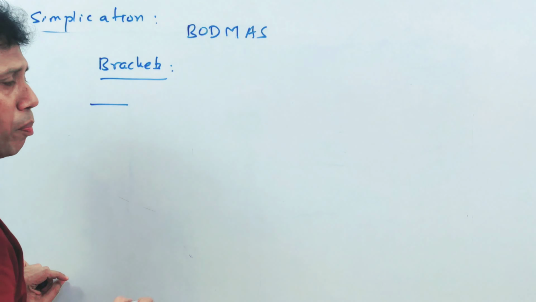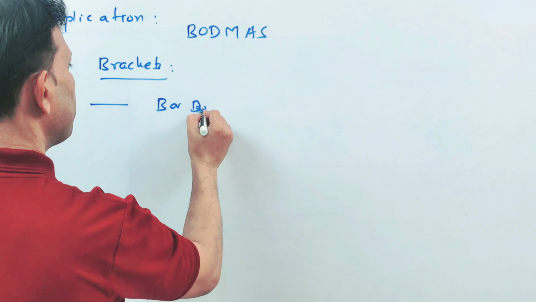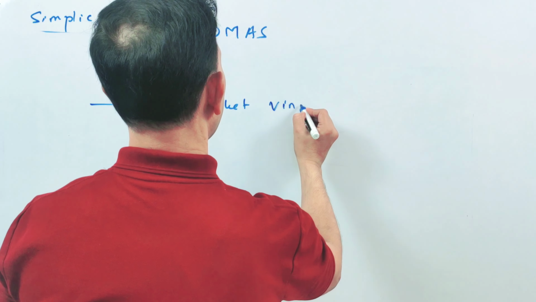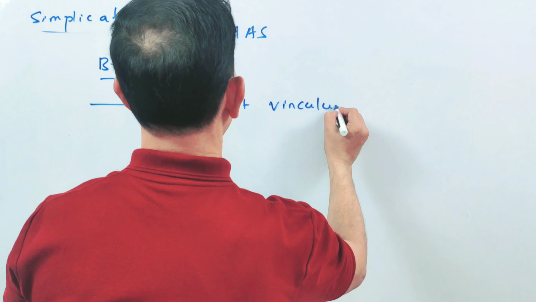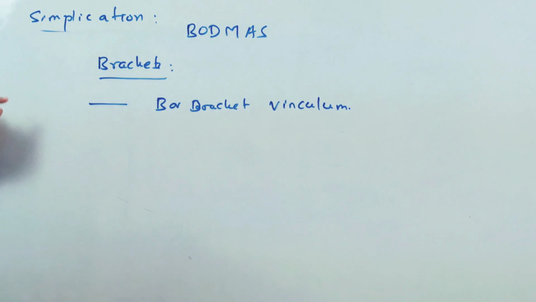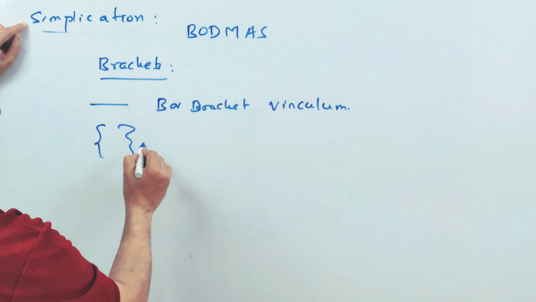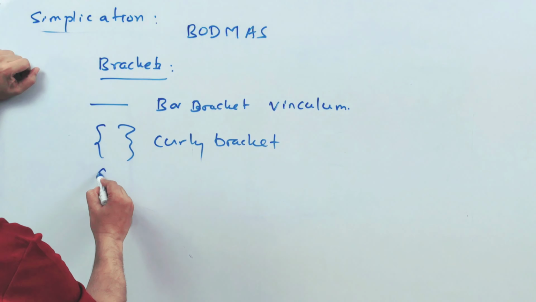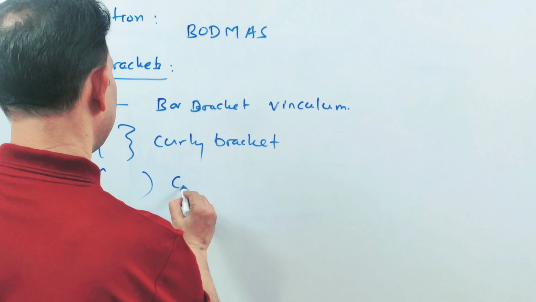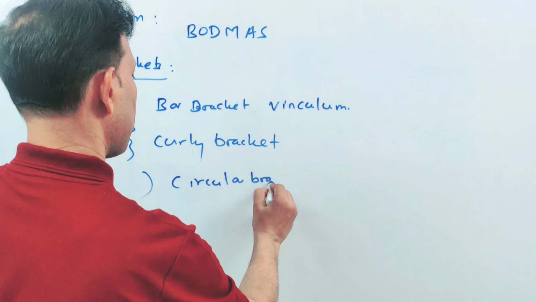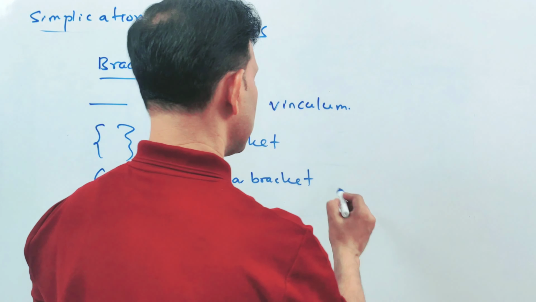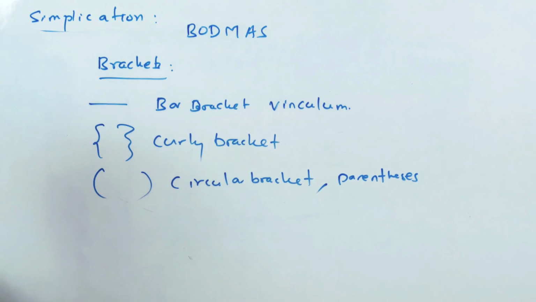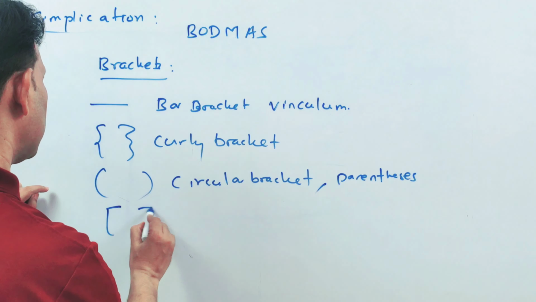So first is the bar bracket, or it is known as vinculum. And now this is the curly bracket, and now this is the circular bracket, or parenthesis, the simple bracket. Then now this is the square bracket.